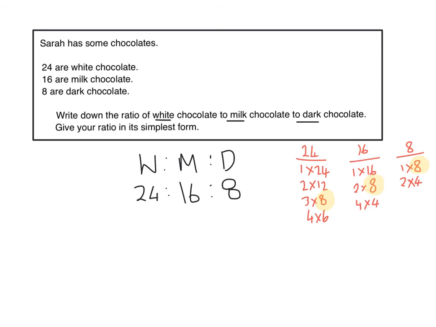So I'm going to divide by 8. 24 divided by 8 is 3, 16 divided by 8 is 2, 8 divided by 8 is 1. So my answer is 3 to 2 to 1.